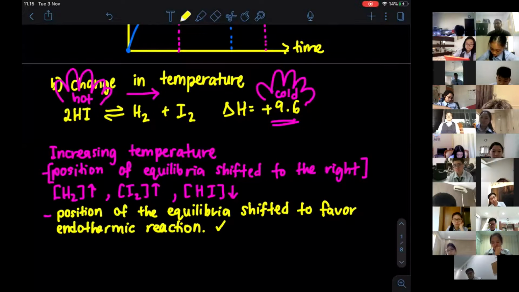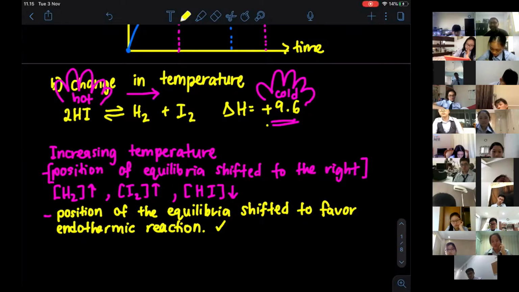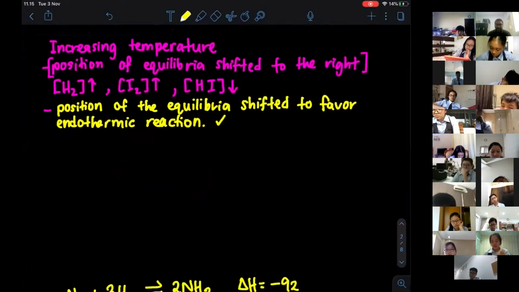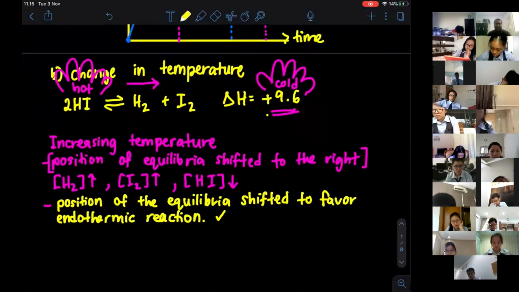But let's say in other questions, suddenly it moves to the left. We know that this is positive, is endothermic. Moving to the left, it will favor the exothermic reaction. So you need to mention that. That is one of the ways to mention the changes of temperature. So here, that is an endothermic reaction.